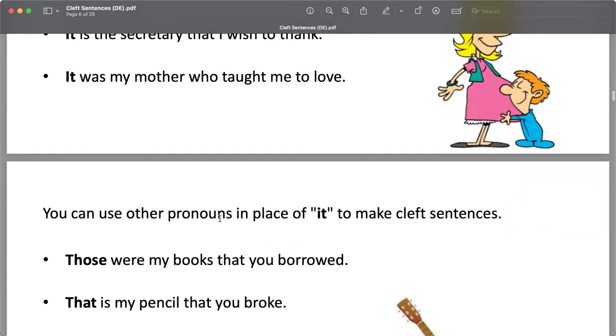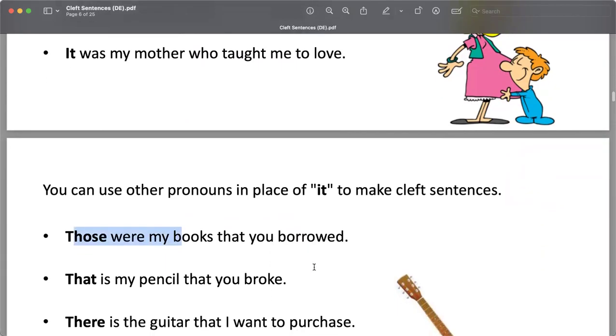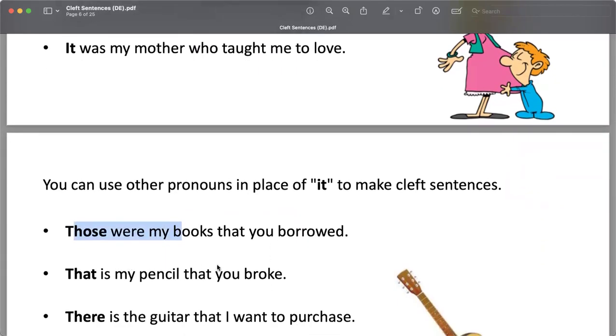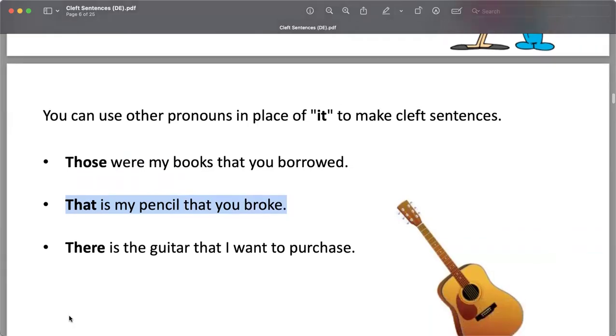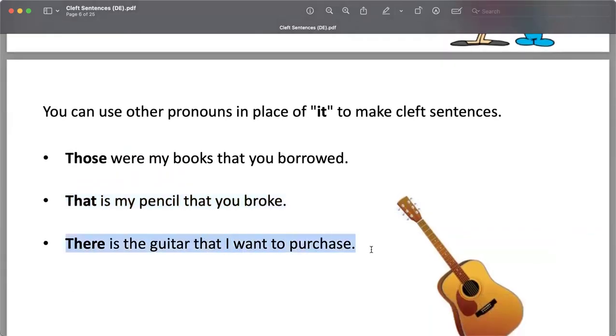You can use other pronouns instead of it to make cleft sentences as well. Those were my books that you borrowed. That is my pencil that you brought. When it comes to spoken English, a lot of people have trouble using that. So in what kind of places do we use that? Likewise, that is my pencil that you brought. Or: there's a guitar that I want to purchase.